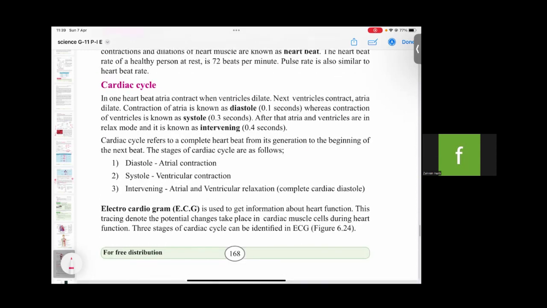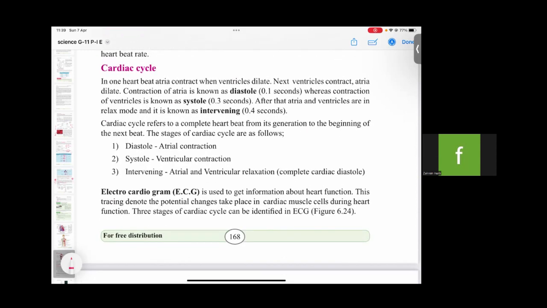Then you have the cardiac cycle. Let's see what the cardiac cycle is. In one heartbeat, the atria contract and the ventricles dilate. Next, the ventricles contract and the atria dilate. This is like a cycle, it goes on and on. The contraction of the atria we call diastole, whereas the contraction of the ventricles is what we call systole. Diastole lasts for 0.1 seconds and systole lasts for 0.3 seconds.